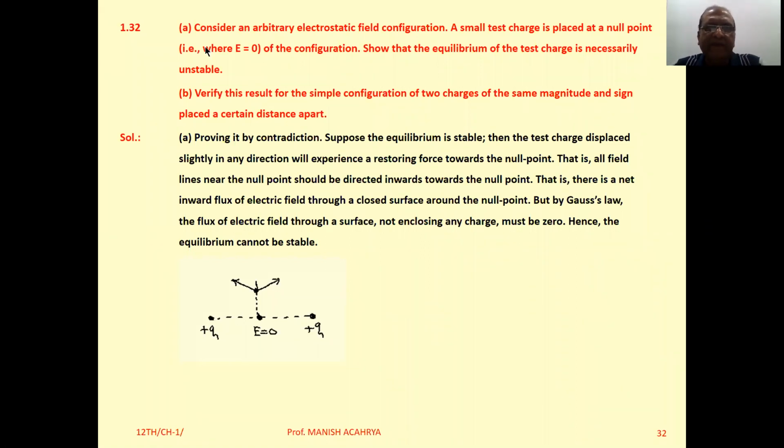1.32. A. Consider an arbitrary electrostatic field configuration. A small test charge is placed at a null point. It implies where E equals 0 of the configuration, so that the equilibrium of the test charge is necessarily unstable. B. Verify this result for the simple configuration of two charges of the same magnitude and sign placed a certain distance apart. Now see, this can be proved by contradiction.